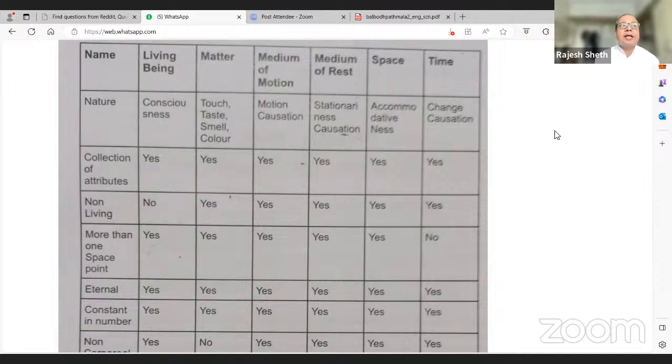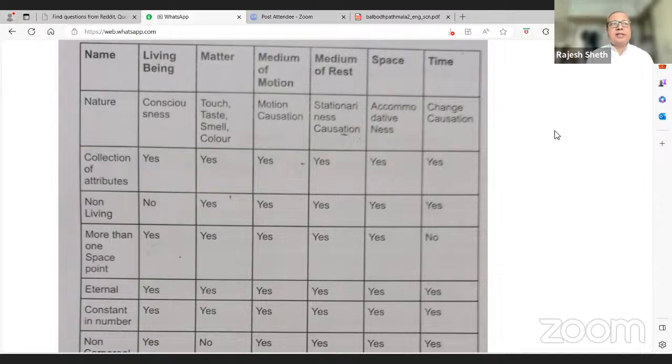Common attributes across all substances, like all the six substances are eternal. All the six substances are self-made. All the six substances are independent of one another. All the six substances are complete in itself. Medium of motion will not take help from medium of rest. Medium of motion will not take help from space to perform its specific functions. So all these substances are self-sufficient.